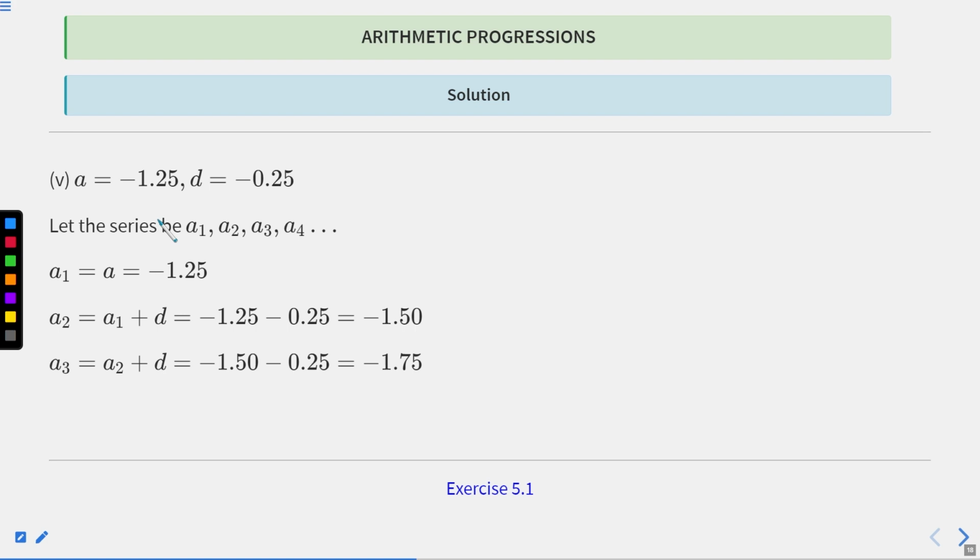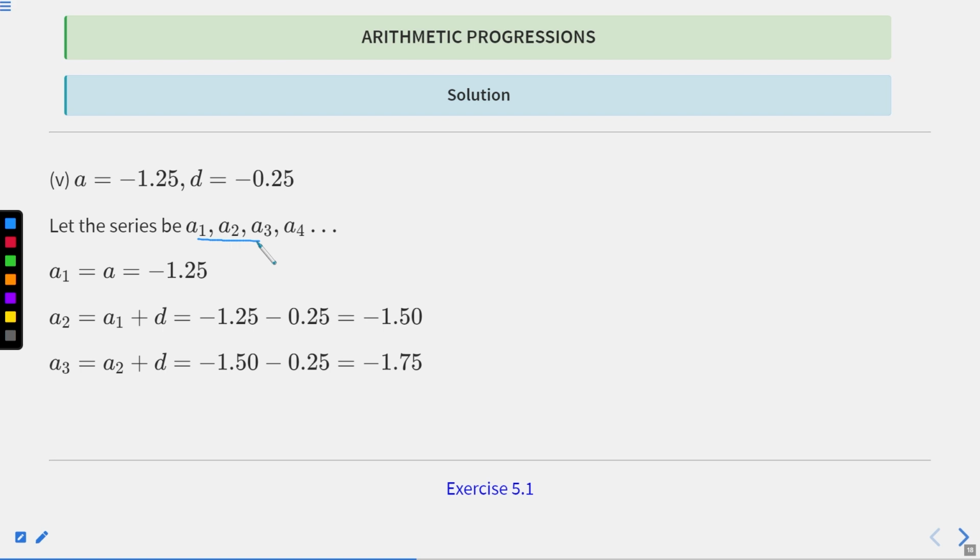In question number 5, we are given the value of A equal to -1.25 and D equal to -0.25. Here let the series be A1, A2, A3, A4, and so on. The first term A1 is equal to A, and this is equal to -1.25. And the second term A2 is equal to A1 plus D, which is -1.25 minus 0.25, that is equal to -1.50.